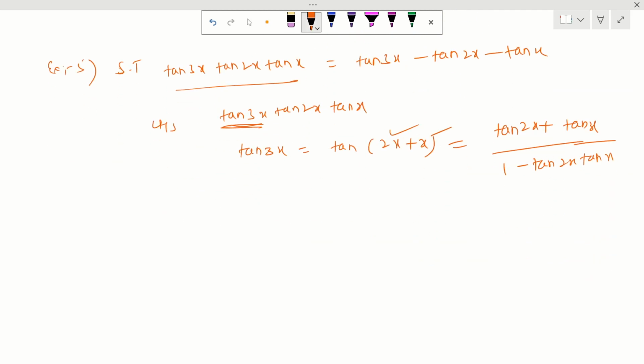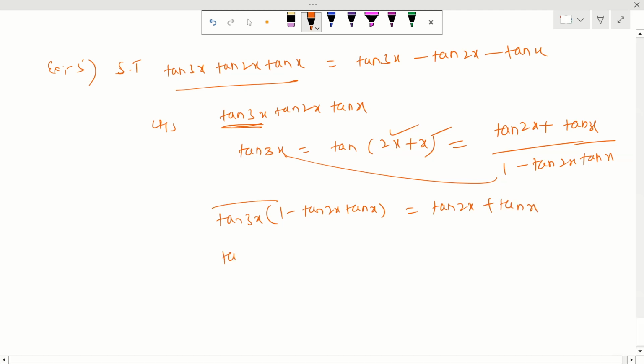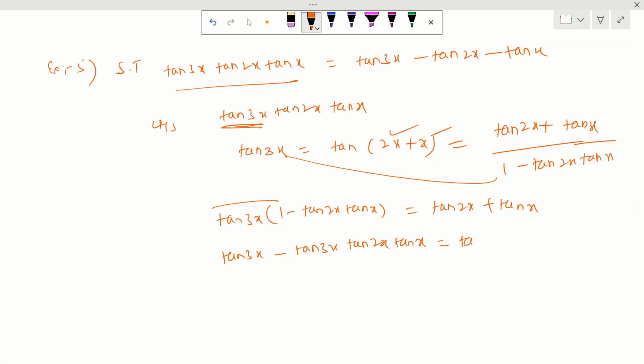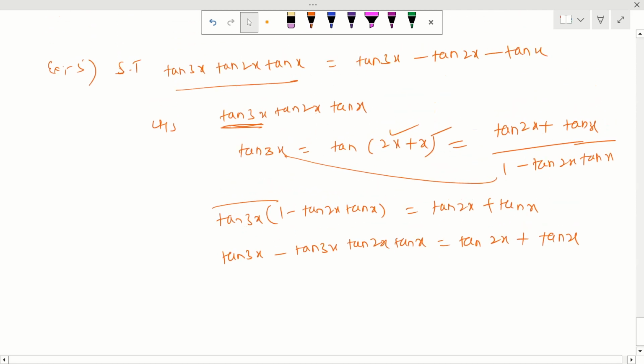Now I am multiplying this term to this side, so it is tan 3x into 1 minus tan 2x into tan x, and this term remains here: tan 2x plus tan x. Now multiplying these terms, tan 3x into tan 2x into tan x, and this is equal to tan 2x plus tan x. Is it right?